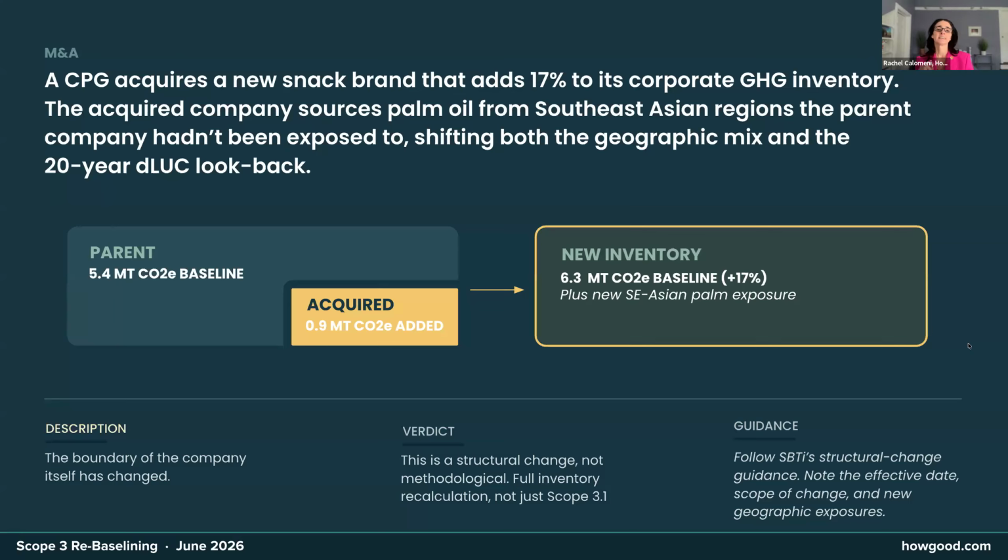Where companies can get into trouble here is timing. They assume that they have to wait until the next reporting cycle to deal with it. You don't, and you probably should declare the structural change in the same year, then include a planned recalculation date. The earlier you signal it, the less it looks like a surprise later on.